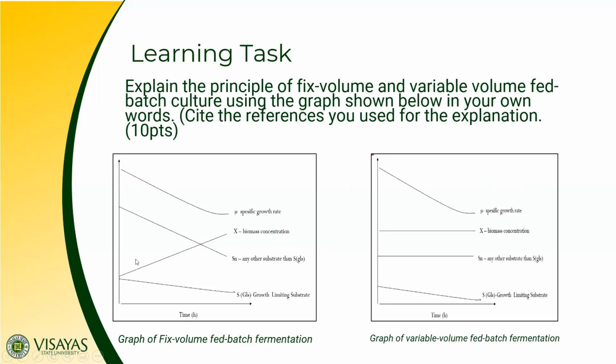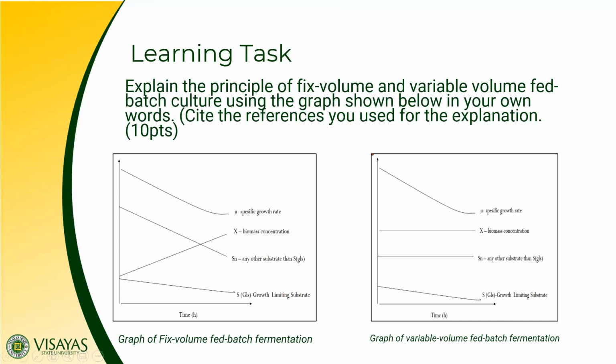Okay, for the learning task class, these are the things that you have to answer. Because when we meet again, you will answer this orally in the class, after the midterm examination, so that we can have a review of our discussion. So for the learning task, you have to explain the principle of fixed volume and variable volume fed batch culture using the graph shown below in your own words. Okay, so you cite the references used for the explanation.